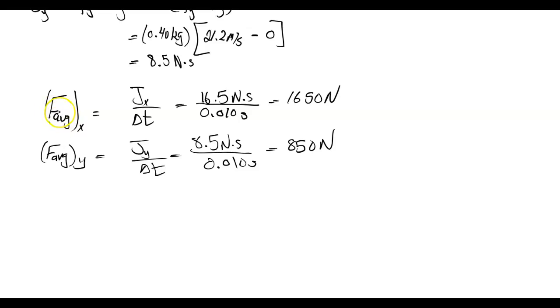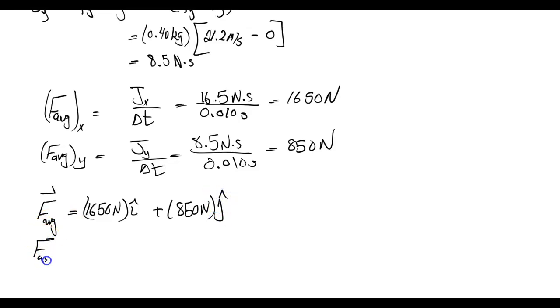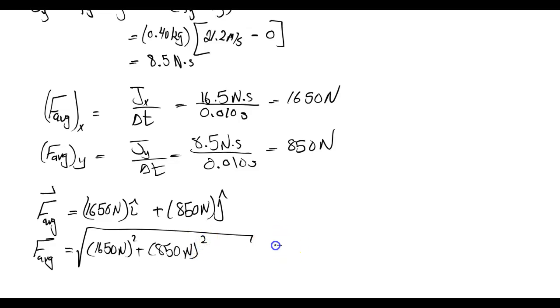And as we've been doing when we have a vector component, we know that F average can be written as 1650 newtons i hat plus 850 newtons j hat, which means the magnitude of the average force is 1650 newtons squared plus 850 newtons squared, taking the square root of that, which gives us about 1.9 times 10 to the third newtons.